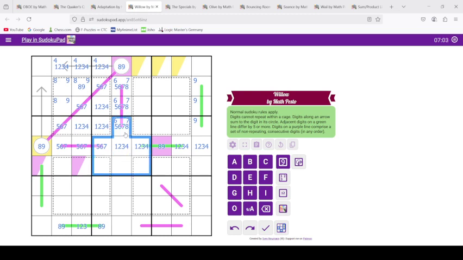Which means over here it has to be that one. That's pink 8, 9. And thus, it has to go over here on this line. Along this Windoku, it has to go here. It has to go in one of those cells.